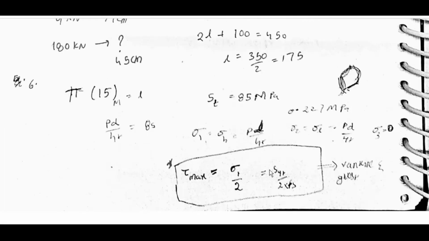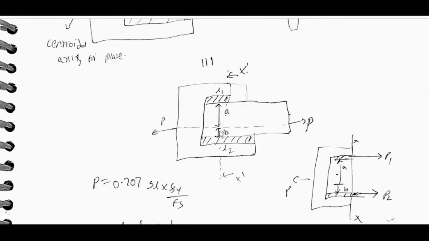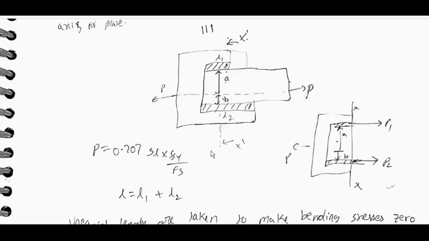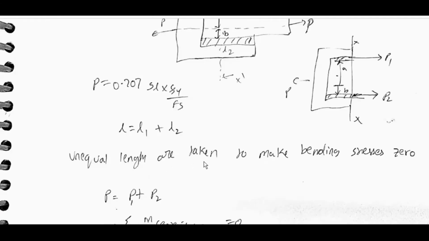Tau max is equal to sigma 1 by 2 is equal to SYT by 2 into Fs. Axially loaded unsymmetrical welds: P, G, E, the centroidal axis is at a distance E. It is A from this side, B from this side, L1, L2. P is equal to 0.707 into SL into SSY by Fs, L is equal to L1 plus L2. Unequal lengths are taken to make bending stresses 0.